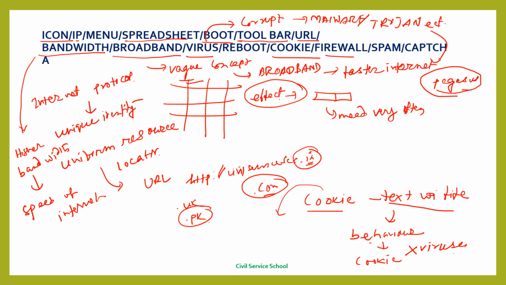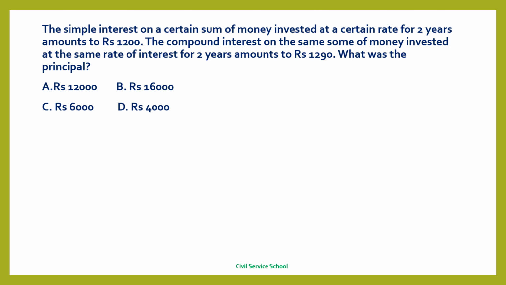Firewall is like antivirus. And spam is a folder in your mailbox where, suppose there is an advertisement email, it will go to the spam folder. And CAPTCHA, all of you are aware of what is CAPTCHA.